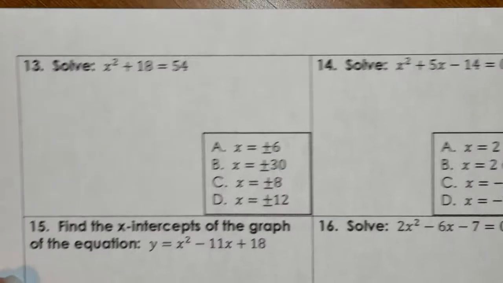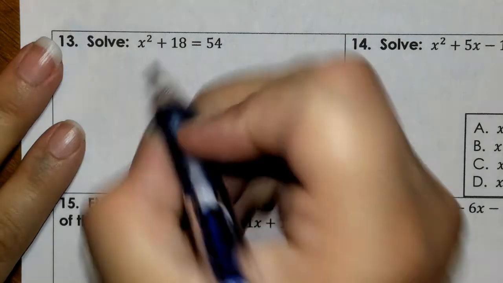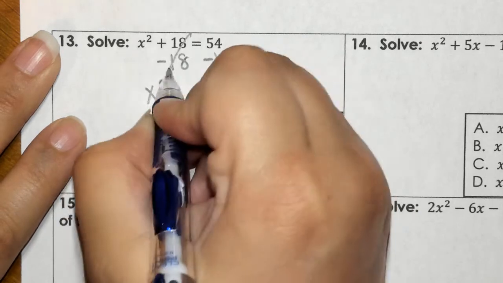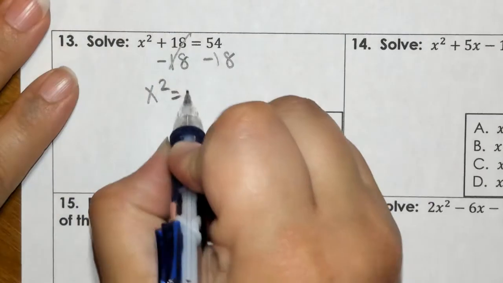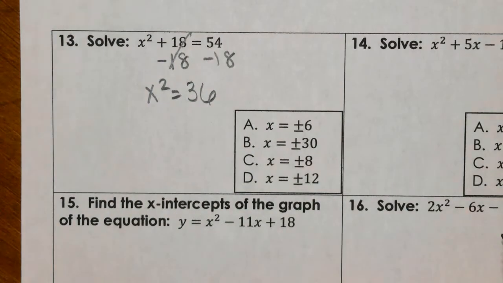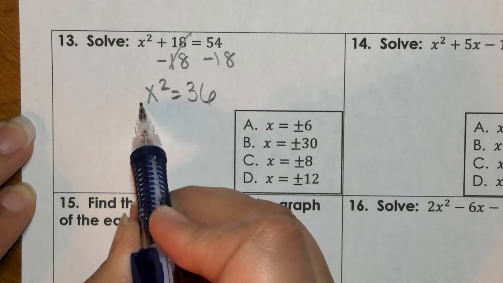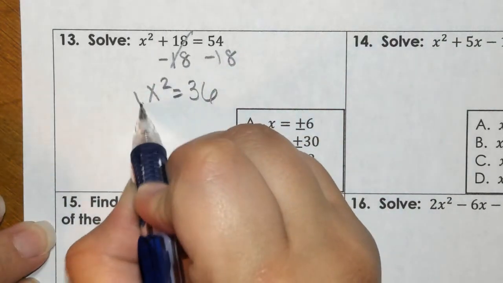Okay, number 13. This is solving by finding square roots. So this is where I had 3 steps. 1, add or subtract something. I'm going to subtract 18. Okay, so 54 minus 18 is 36. Okay, the second step was divide. So right here, there's only a 1 in front of this. So if I divide by 1, I still get 36. So I don't need to divide here. Lastly, step 3 is take the square root of both sides.